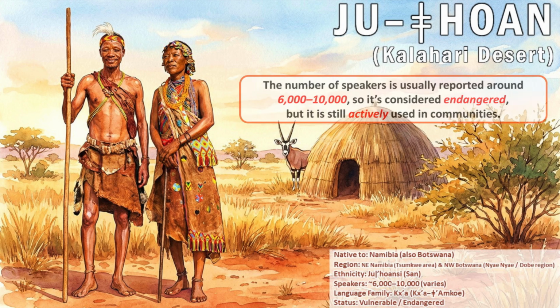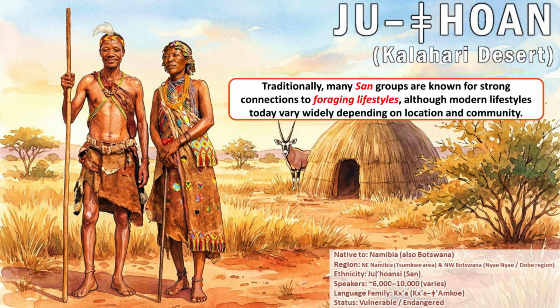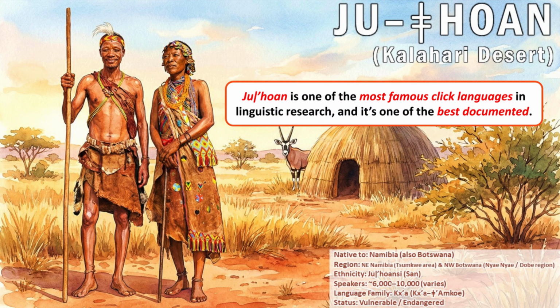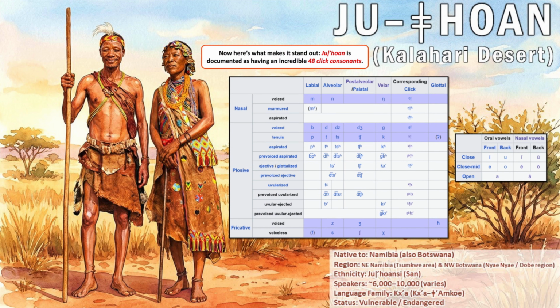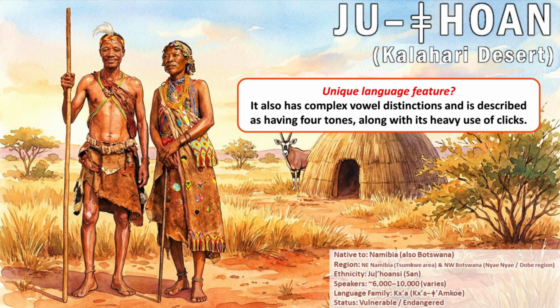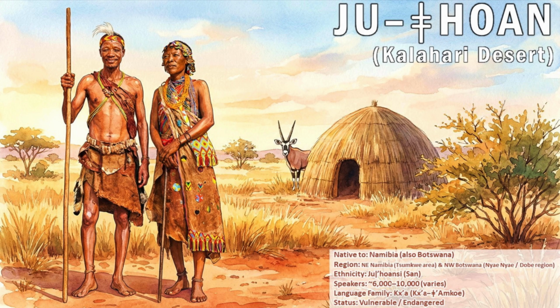Traditionally, many San groups are known for strong connections to foraging lifestyles, although modern lifestyles today vary widely depending on location and community. Juhoansi is one of the most famous click languages in linguistic research, and it is one of the best documented. Now, here's what makes it stand out. It is documented as having an incredible 48 click consonants. It also has complex vowel distinctions and is described as having 4 tones, along with its heavy use of clicks. Now, let's listen to a sample.